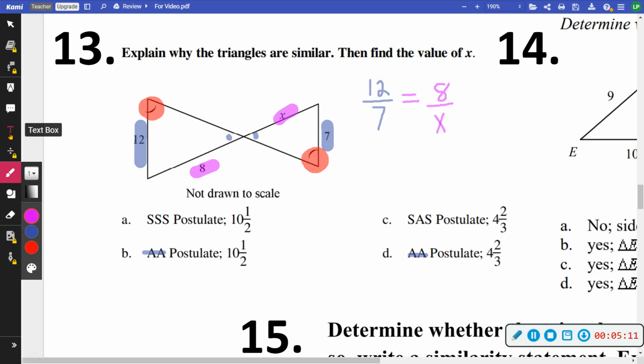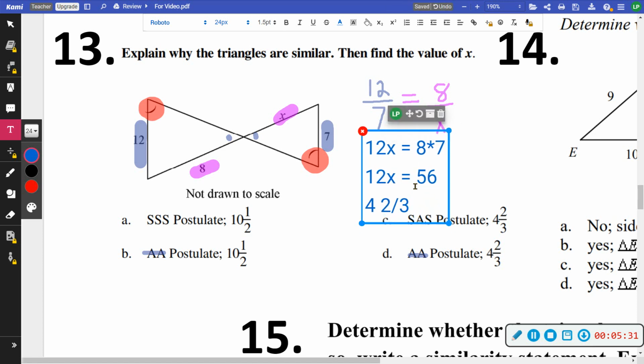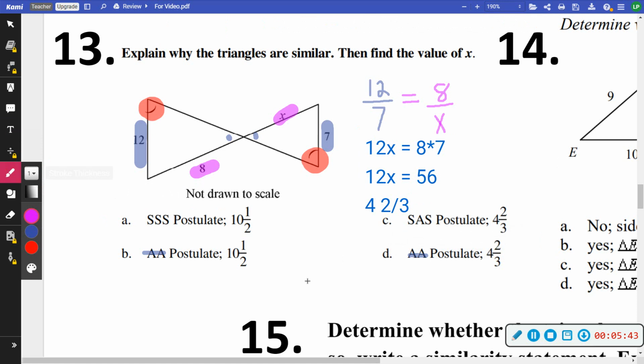Cross multiply, you'd get 12x equal to 8 times 7. So 12x equals 56. 56 divided by 12 is 4 2/3. How did I know that was 4 2/3? Because I got 4.66666, and I know that 4.66666 is 2/3. So I would go AA postulate, 4 2/3. The answer would be D.